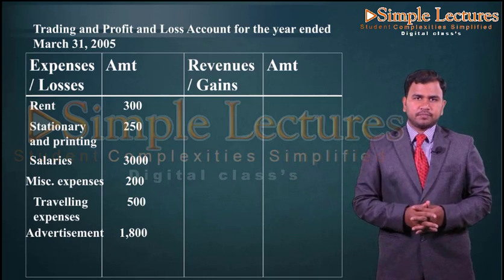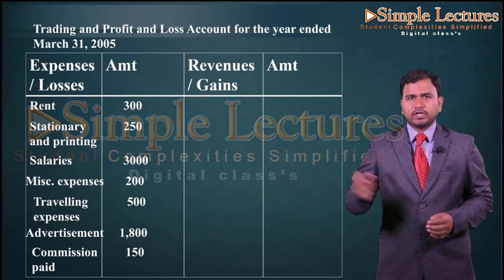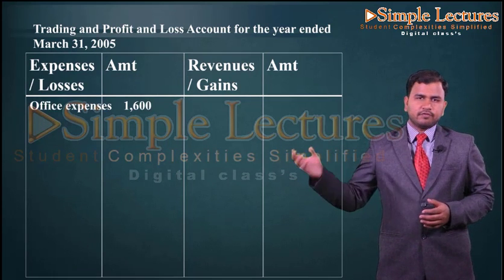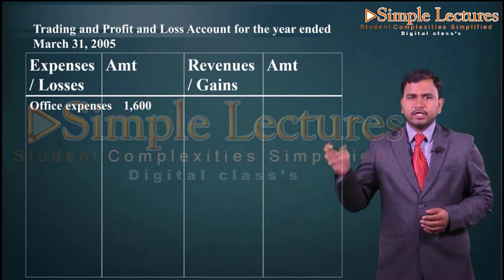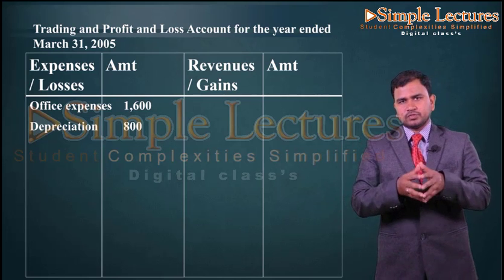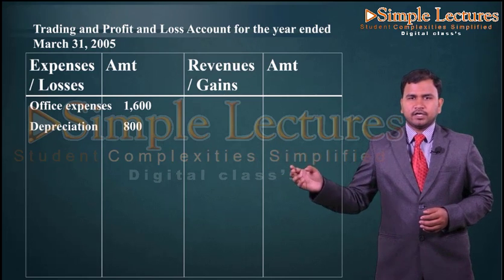Then we have commission paid, again an indirect expense, commission paid on the debit side 150. Then we have office expenses, again recorded on the debit side, office expenses 1,600. Then we have depreciation, which is charged on the fixed assets that were used in the organization, so again depreciation 800.